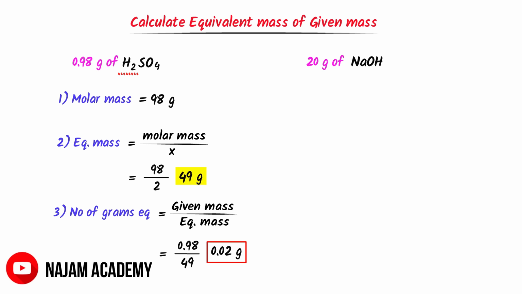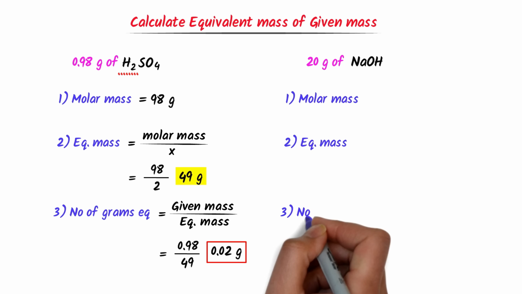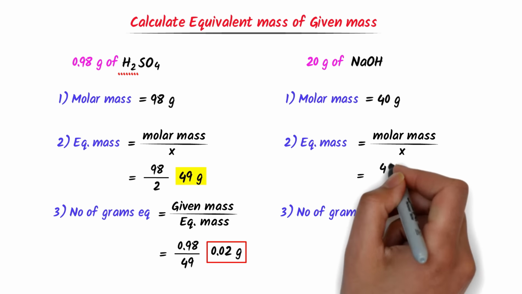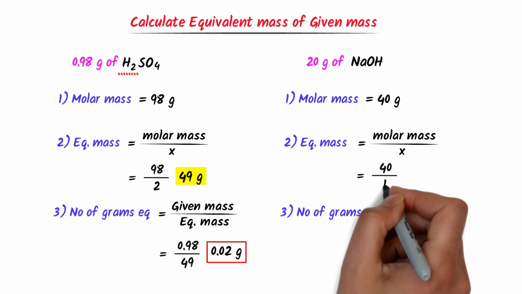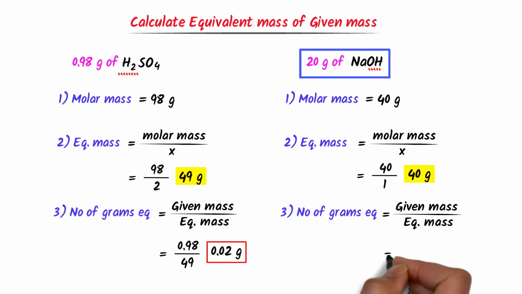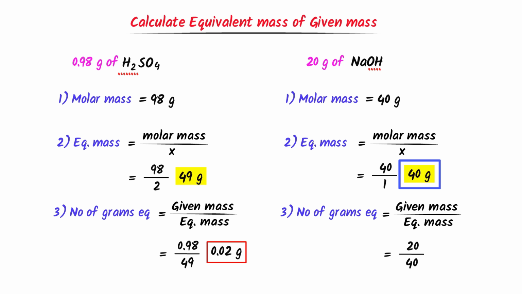Now in case of 20 gram of sodium hydroxide, I again follow the 3 steps. We have already calculated the molar mass of sodium hydroxide, which is 40 gram. Secondly, we know that the formula of equivalent mass is molar mass upon X. The molar mass of sodium hydroxide is 40 gram and the value of X is 1 because there is only one hydroxide ion. Thirdly, we know that the formula of number of grams equivalent is equal to given mass upon equivalent mass. The given mass is 20 gram and the equivalent mass is 40 gram.